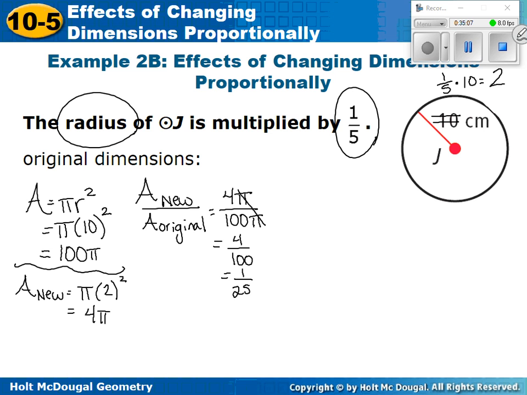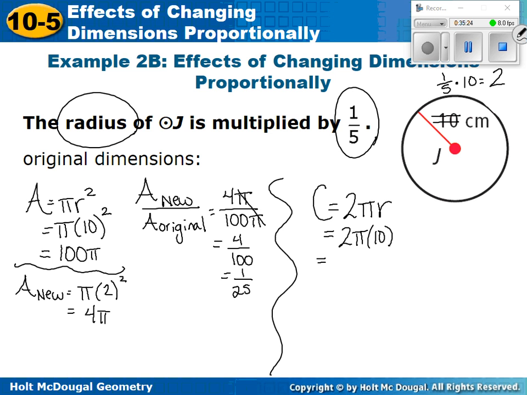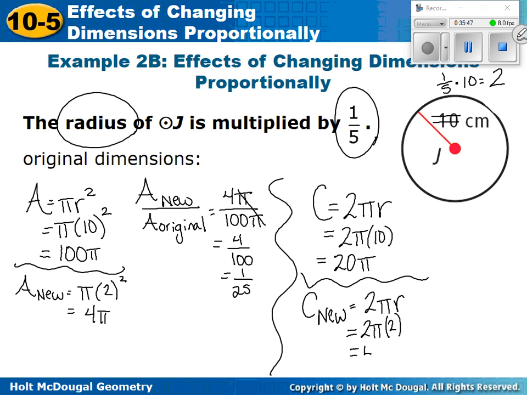Okay, last one I'm going to do by hand, long way, is the circumference. So one more time, circumference is 2 pi r. What was the original radius? 10. So we have 2 times pi times 10, which gives us 20 pi. Okay, now we're going to find the new circumference. What's the new radius going to be? We took a fifth of 10 and we got 2. So now I have 2 times pi times 2, which is 4 pi.